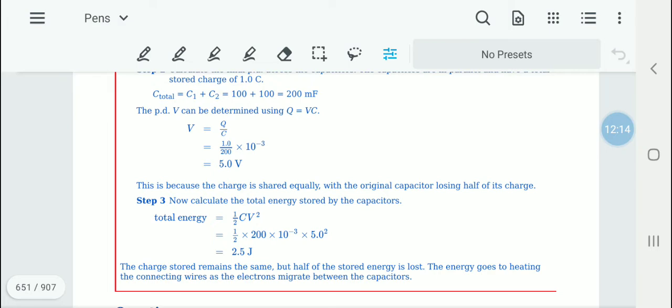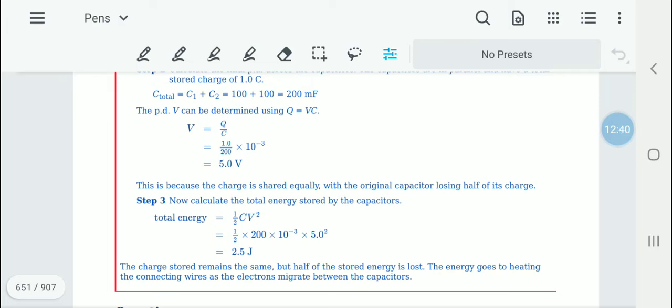Then the total energy stored by the capacitors, we go for total energy half CV squared. Then half into, now the total capacitance is 200 multiplied by 10 to the power minus 3 into 5 squared, then it is going to be 2.5 joules. Then the charge stored remains the same, but the energy is going to be half. That means half of the energy is lost.